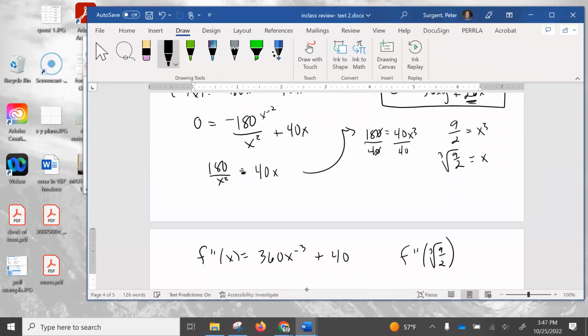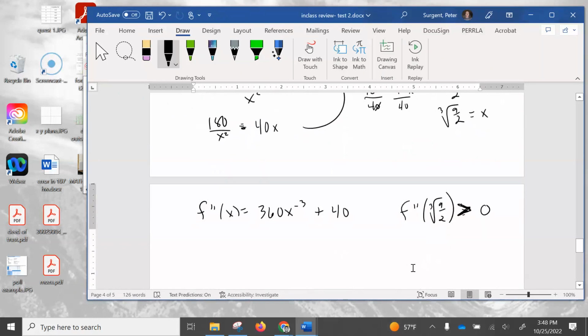And you can give me a decimal for this if you want. That's fine. You got your scientific calculator. It's pretty clear, I think, that that's going to be positive, right? Any positive number you plug into that function will remain positive, which means we are concave up, which means it is indeed a minimum.